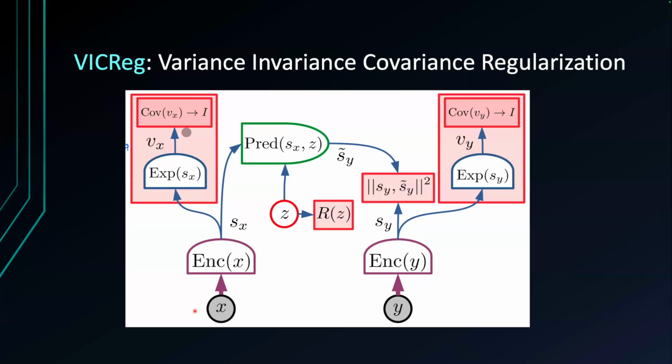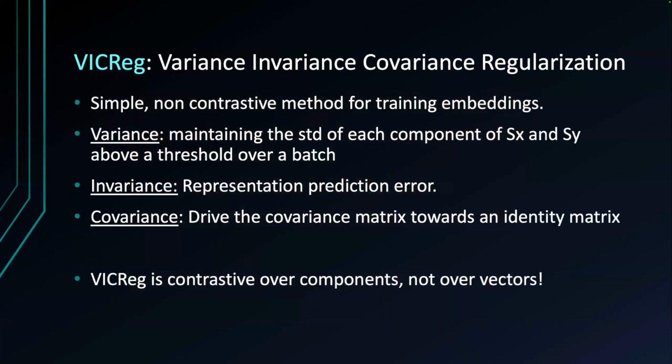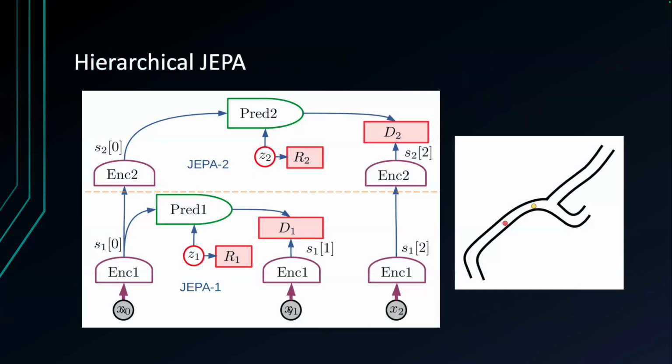Okay. So one thing to keep in mind when you're reading papers which have used VICReg is that VICReg is contrastive over components. It's not contrastive over vectors. It's a regularized method. It's not a contrastive method. Okay? Because sometimes papers will mention it like a contrastive thing. It's not a contrastive thing.